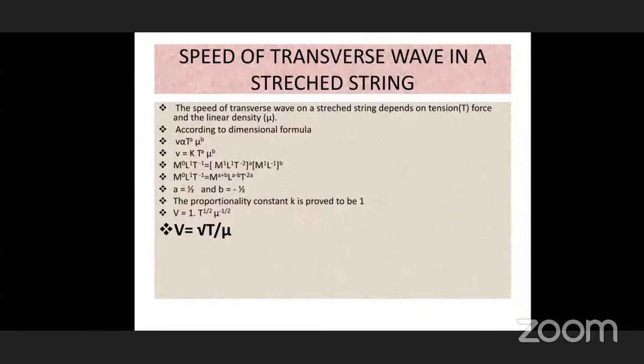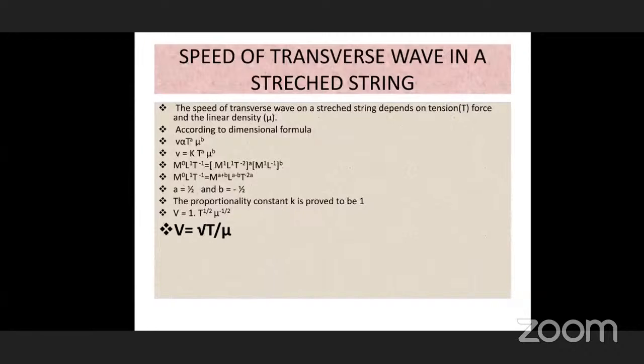Now we write the dimensional formula of V, that is M power 0, L power 1, T power minus 1. That is the velocity on the LHS. And K is a constant, so we do not take any dimensional formula for constants. T means tensional force, so here I take the force dimensional formula: M power 1, L power 1, T power minus 2, since F is equal to ma. According to that I write M, and a means acceleration, therefore L power 1, T power minus 2, whole power a.